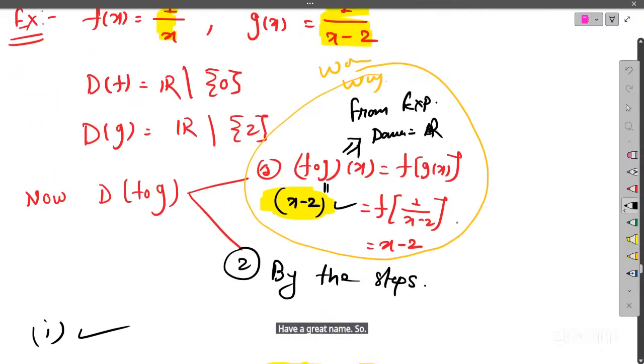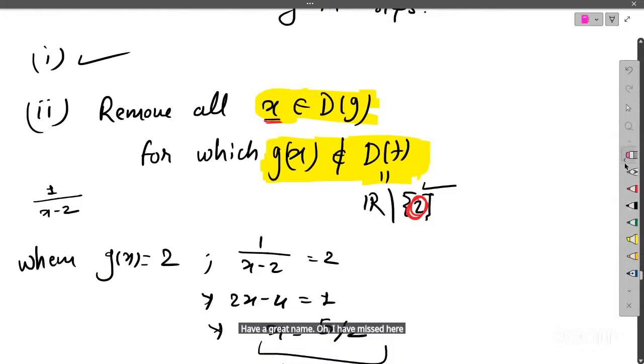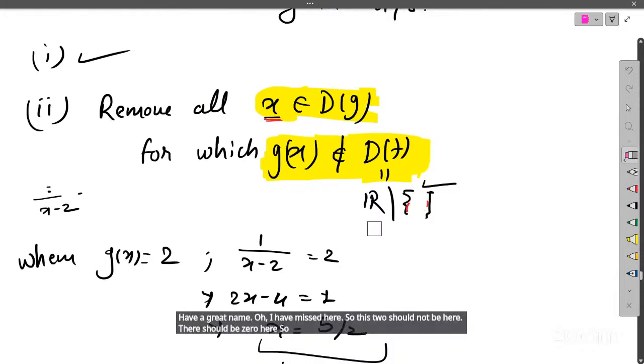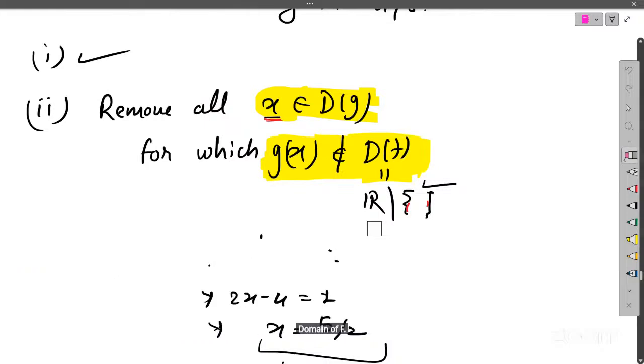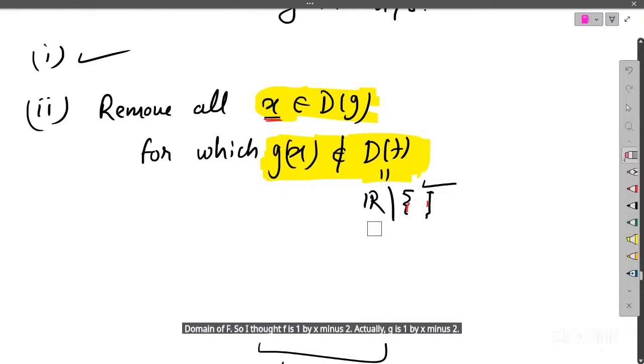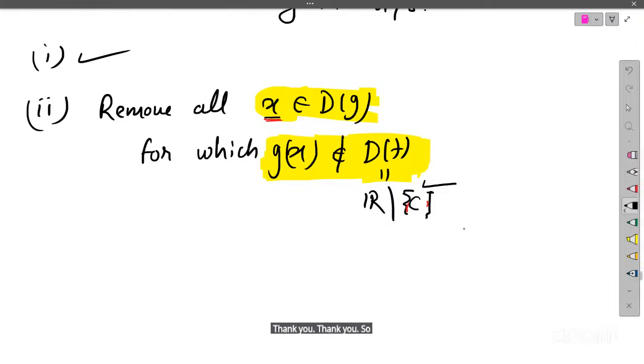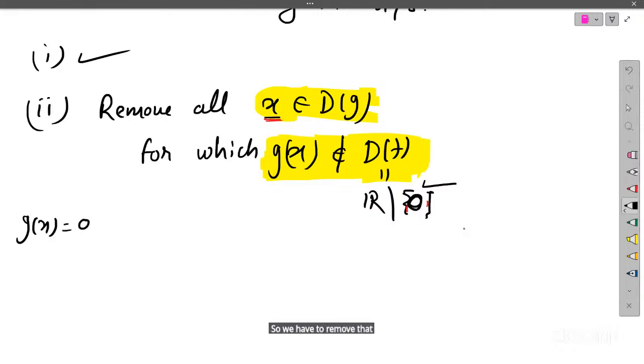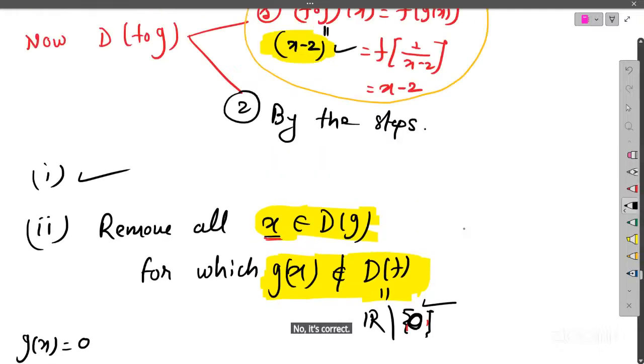Oh, I have missed it here. So this 2 should not be here. There should be 0 here. So I have written it wrong as domain of f. I thought f is 1 by x minus 2, but actually, g is 1 by x minus 2. Thank you. So here we have to find all those x for which g of x is equal to 0, and remove that x. Now it's correct. Yes, you have a valid point.